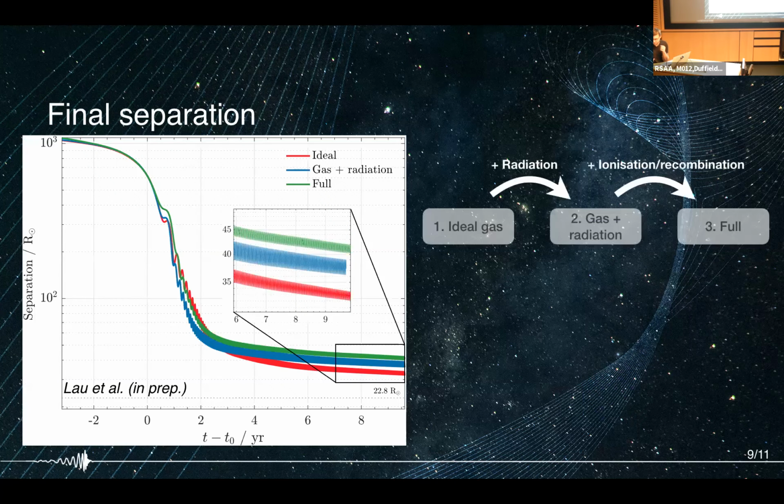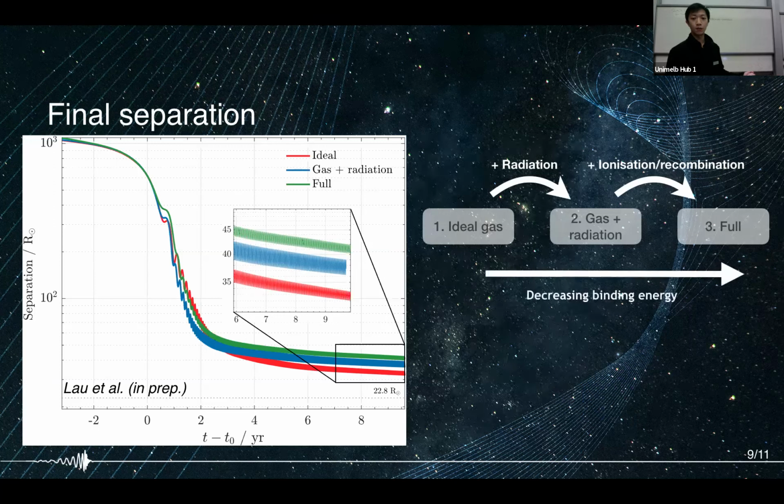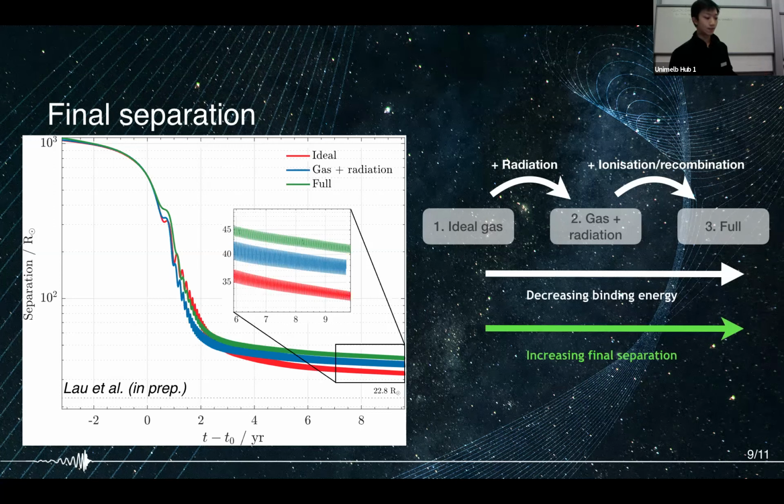Right, thank you. So we can also look at the same plot, but comparing our runs with different equations of state. What we find is that as we go from the red to the green line in the diagram, we're going in the direction where we add in radiation and recombination. And so that's in the direction of decreasing binding energy. And we find indeed that we have a trend where the final separation increases. So it's easier to eject the envelope when the envelope is less bound because of the additional internal energy.